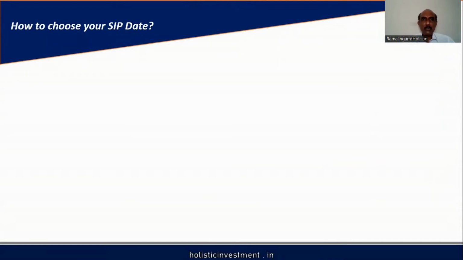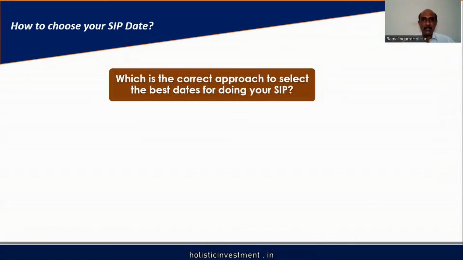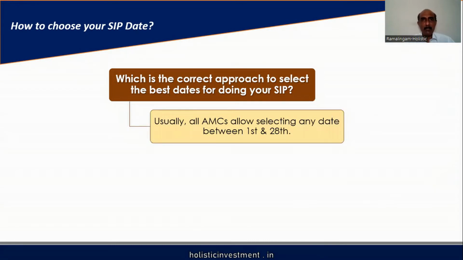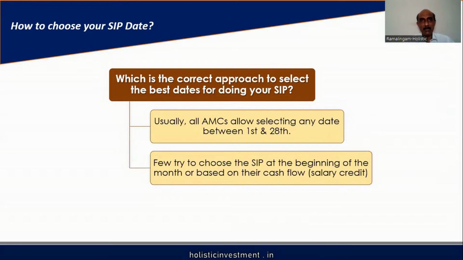Now, how to choose your SIP date? There are different approaches people consider when they invest. Some people say, okay, let me invest in the beginning of the month itself. As soon as my salary is getting credited, let me save first so that I will not spend. I will invest and then spend. There is another set of people who will say, let me keep all my SIPs at the end of the month so that my essential and other expenses I would have met. Whatever is left, that will go towards SIP, so that I will not have any deficit when I have to spend for my family needs.